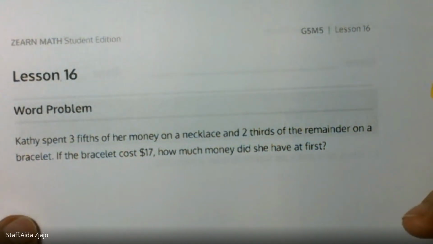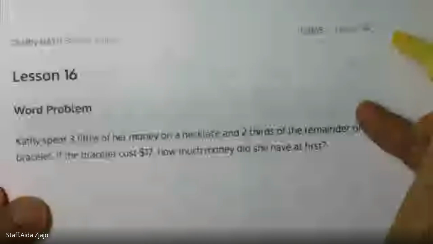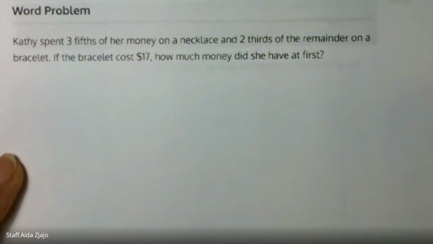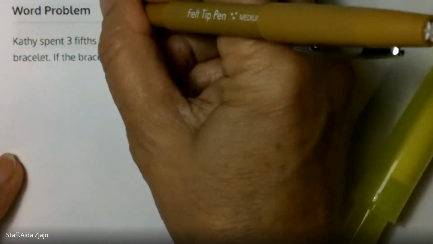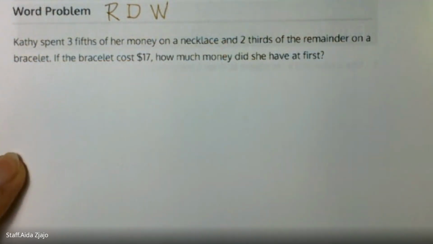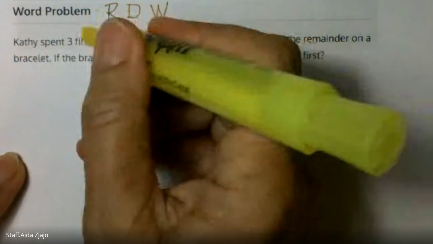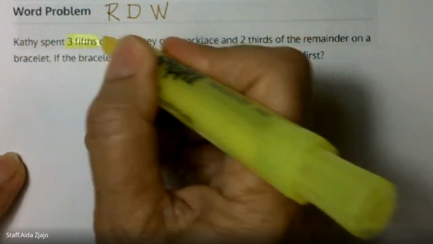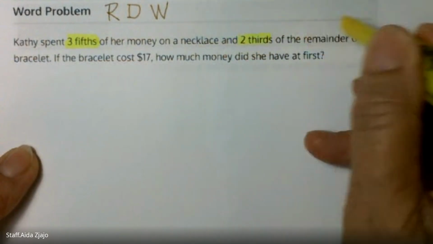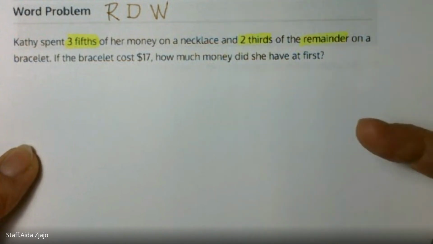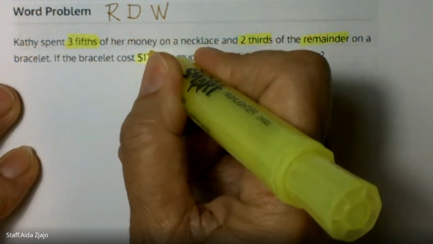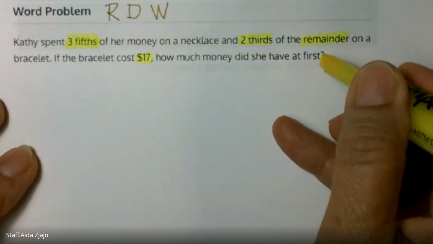Today we are talking about grade 5, mission 5, lesson 16. It's a word problem. We are going to use the read, draw, and write strategy to solve this problem. Kathy spent 3/5 of her money on a necklace and 2/3 of the remainder on a bracelet. If the bracelet cost $17, how much money did she have at first?